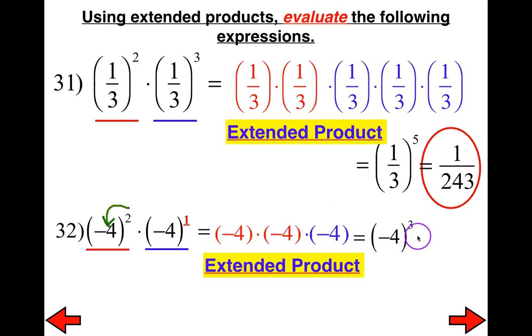Okay, so now if we're asked to evaluate this, well, a pair of negatives is going to make a positive. Positive times negative is negative, so my answer is definitely negative. 4 times 4 is 16. 16 times 4 is, do some side work again, 64. So my answer is going to be negative 64. Okay.